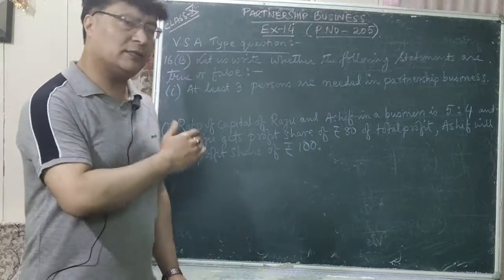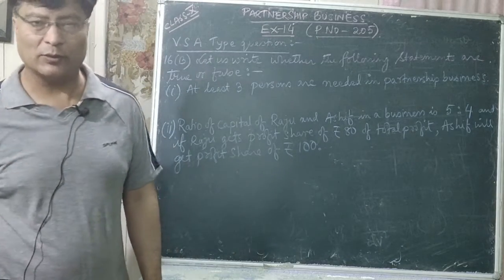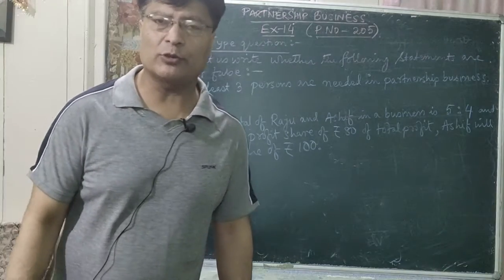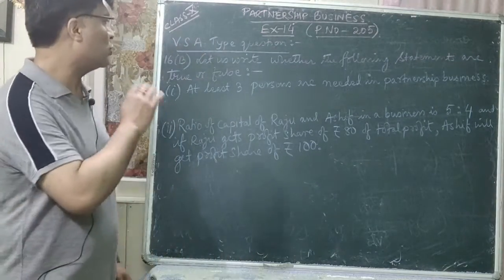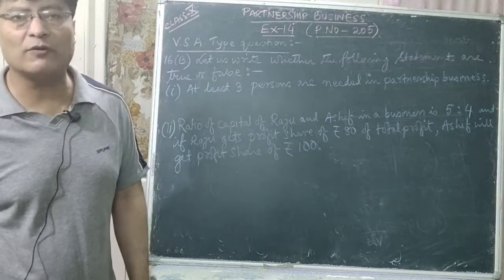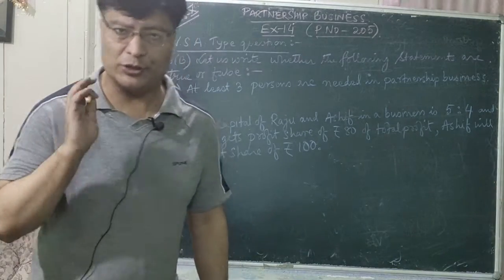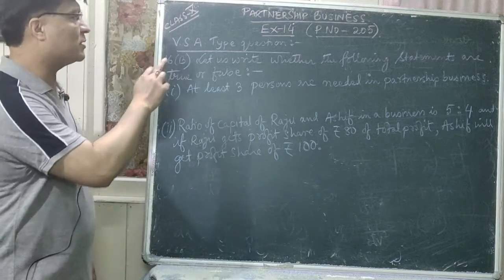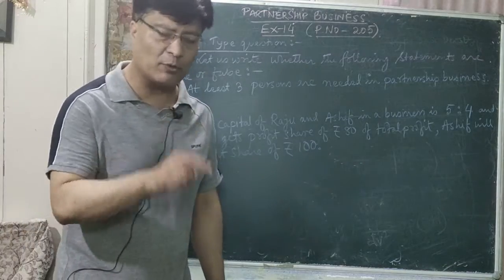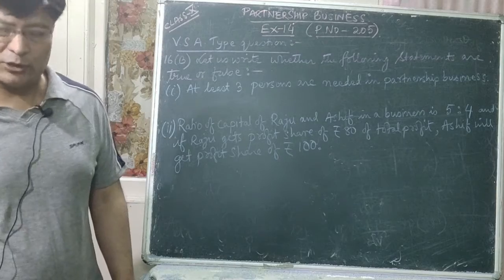These are objective type questions and each question carries 1 mark. Now in the last online class we did multiple choice questions, that is 16 number A. So today we will write whether the following statements are true or false. We will do this type of problem, that is true or false type question. Very short answer type questions from the same exercise 14, page number 205 from the book Ganit Prakash for class 10 by West Bengal Board of Secondary Education.